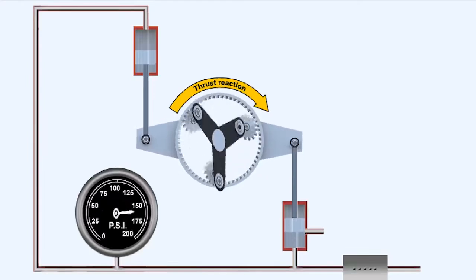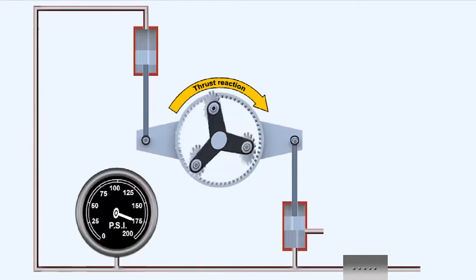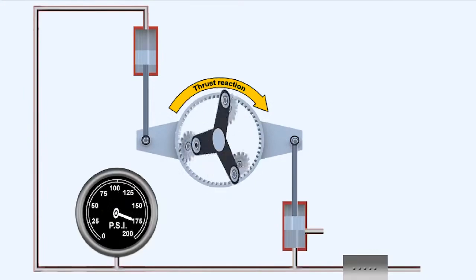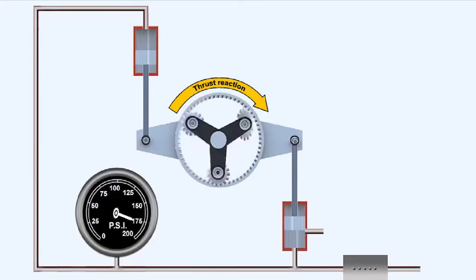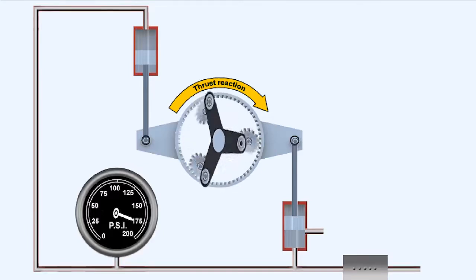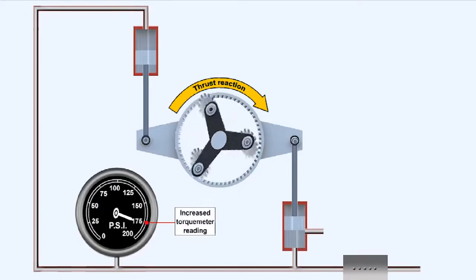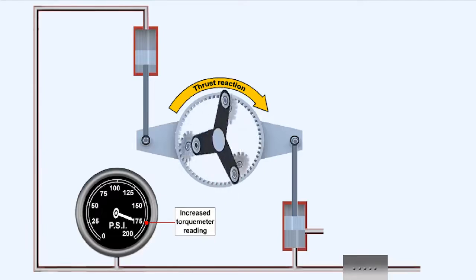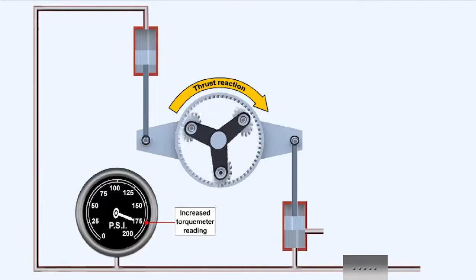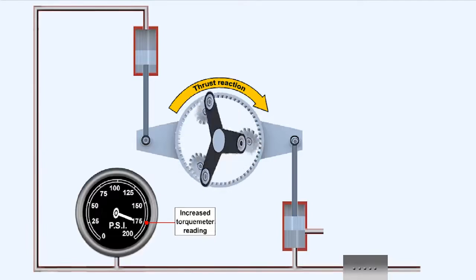This will cause the oil pressure within the cylinders to increase until the piston moves back into the sensitive position, where torque meter oil pressure once again balances engine torque. The increase in oil pressure required to achieve this balance is indicated on the torque meter gauge as a rise in engine output torque.